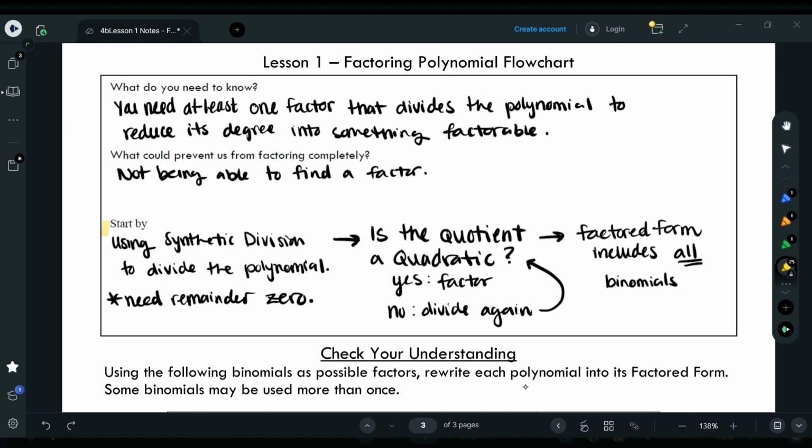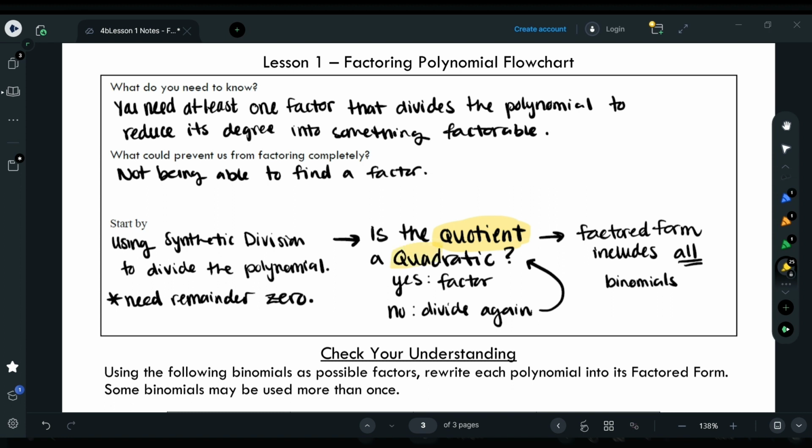So you're going to start by using synthetic division. And remember, you need to get a remainder 0. That means you found a factor. If your remainder is not 0, you got to check something else. Once you do find a remainder 0, that means you found a factor, so that binomial is a factor. And then the quotient, that's the piece that's left over at the bottom of synthetic division. That's the other factor, the binomial times that piece at the bottom.